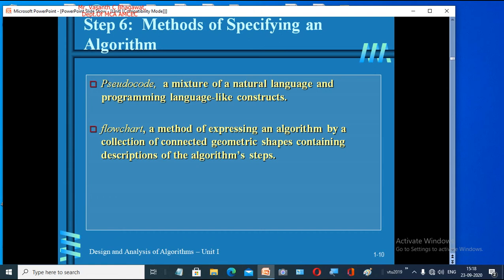So generally you design an algorithm by using pseudocode. As we have discussed in our introduction class, it is nothing but a mixture of natural language and programming languages, and we use some mathematical notations or symbols also. Or you can go with a flowchart, that is a diagrammatic or pictorial way of representing an algorithm. We call it a flowchart. You can select any one method and try to design an algorithm.